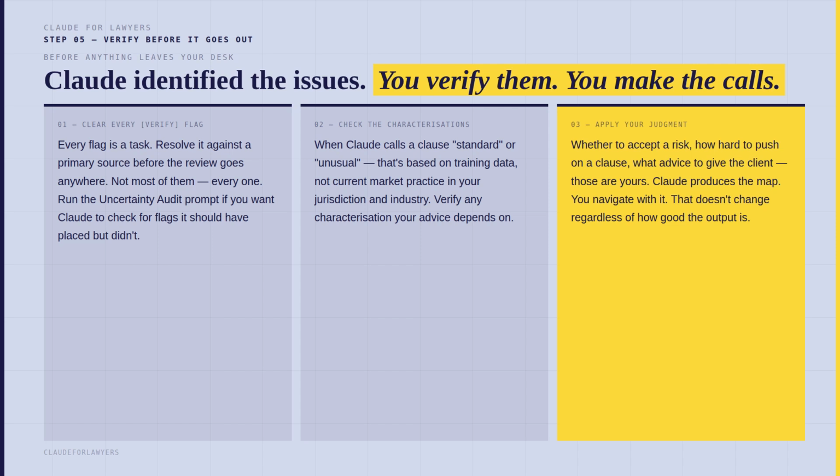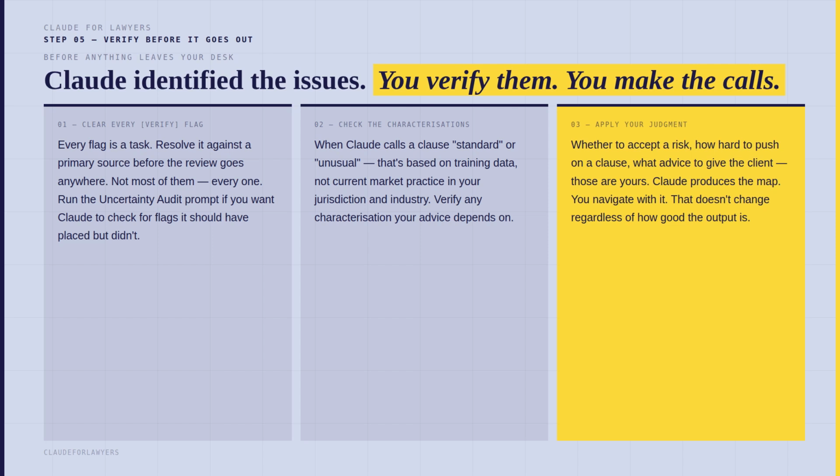The second check is the characterizations. When Claude calls a clause standard or describes a provision as unusual for this type of agreement, that characterization is based on training data. Training data has a cutoff and doesn't know what's standard in your specific jurisdiction, your specific industry, or for this specific counterparty. If your advice depends on a characterization, this exclusivity clause is broader than market standard. Verify it. Ask a colleague. Check your precedents. Use your knowledge of the market.